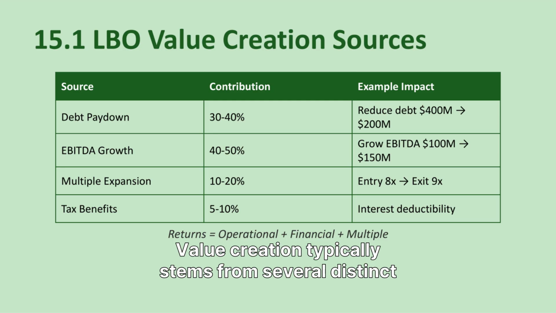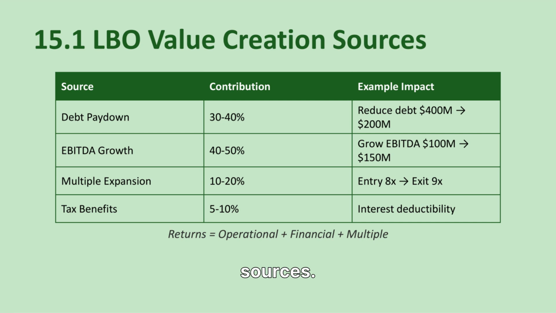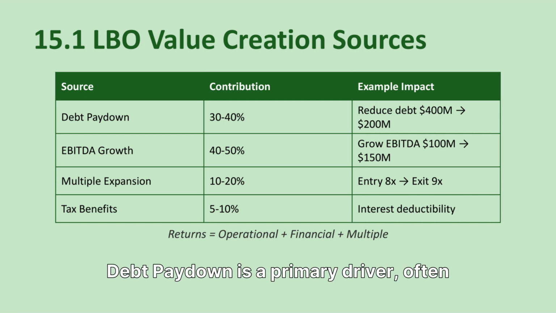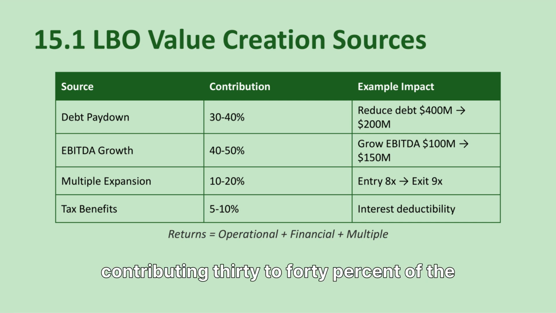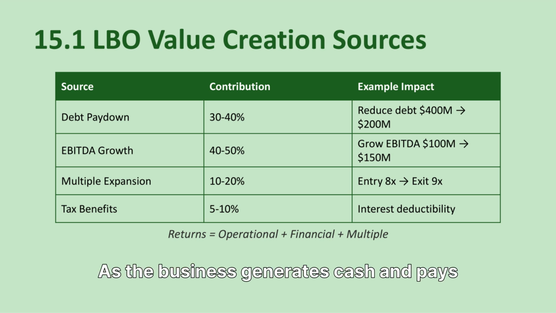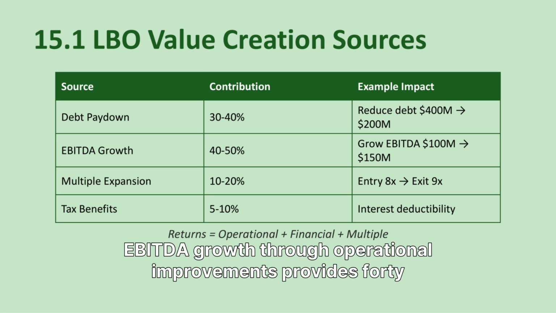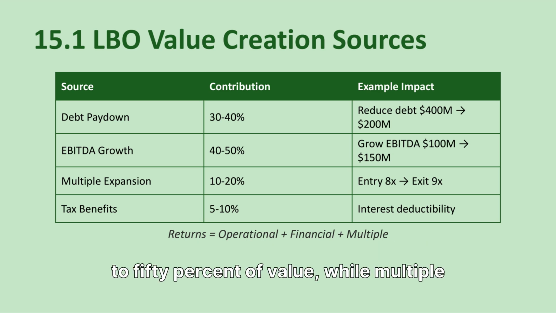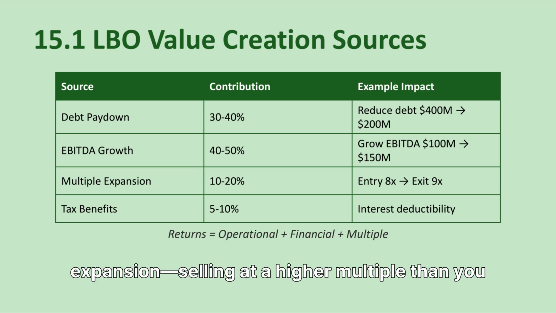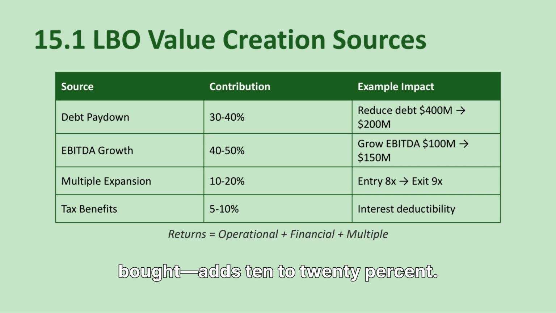Value creation typically stems from several distinct sources. Debt paydown is a primary driver, often contributing 30 to 40% of the value. As the business generates cash and pays down its debt, equity value increases. EBITDA growth through operational improvements provides 40 to 50% of value, while multiple expansion, selling at a higher multiple than you bought, adds 10 to 20%.